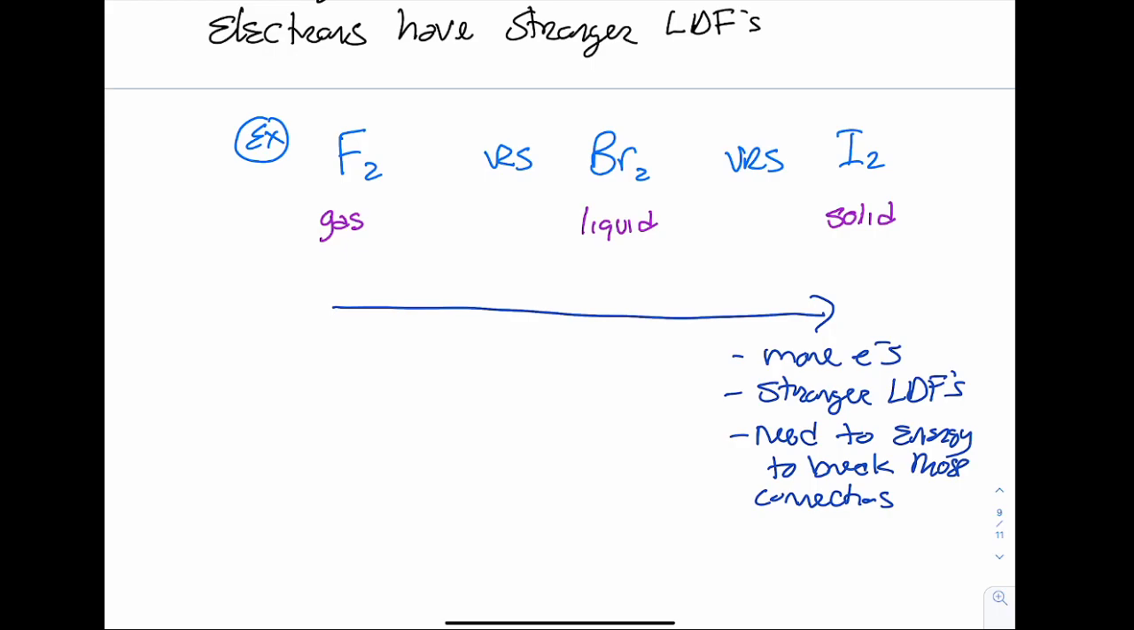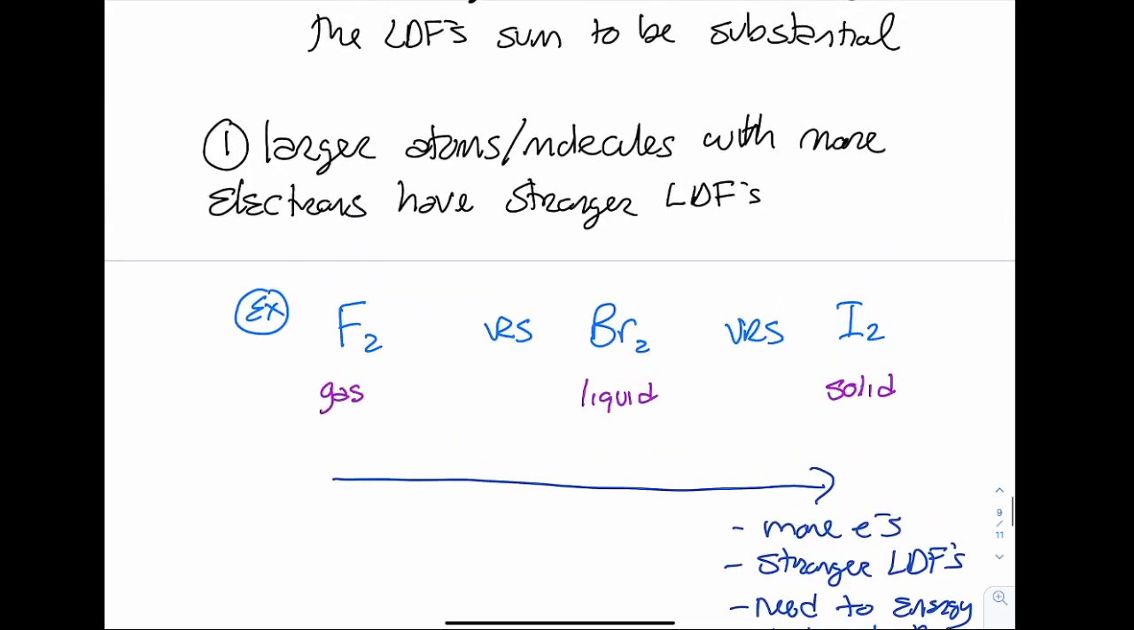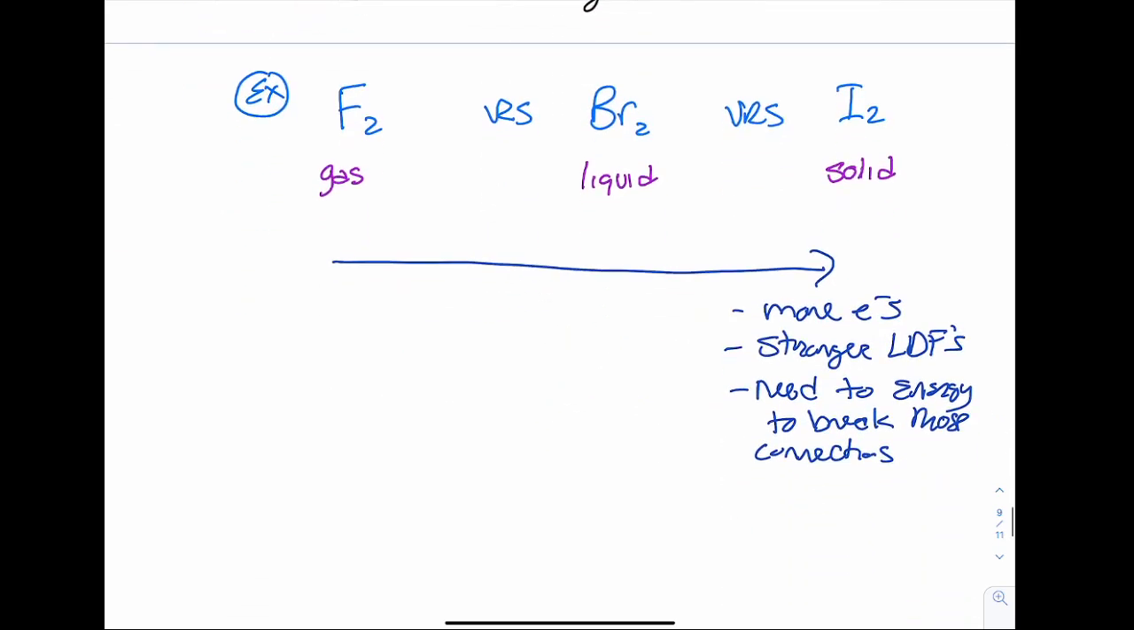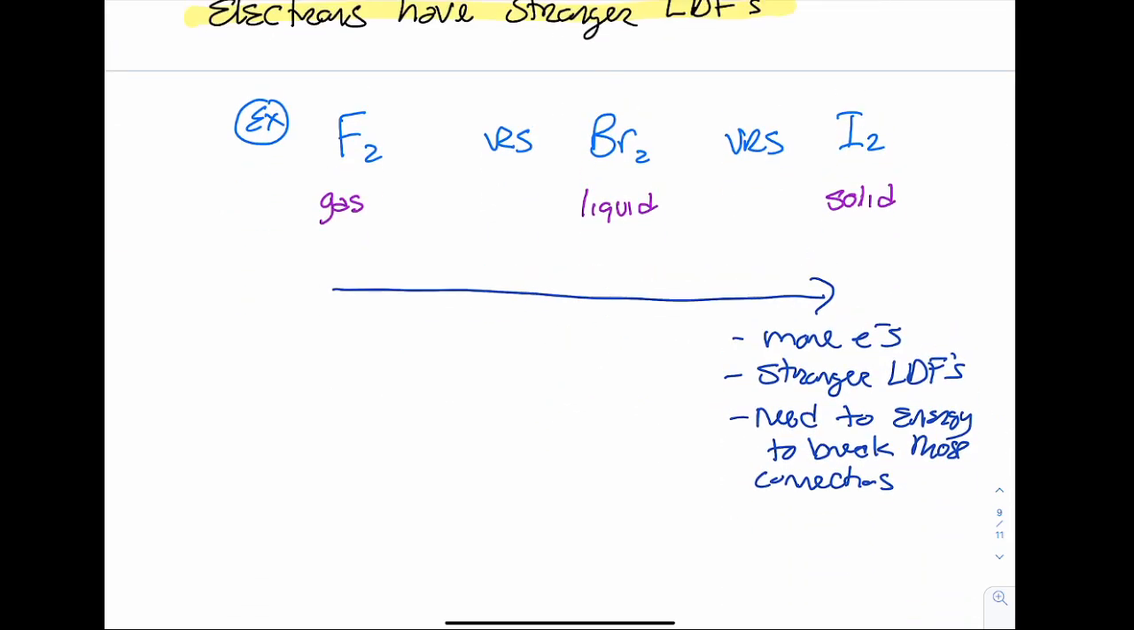Right? The only difference between these guys is what atom it is. The connections between them all are London dispersion forces. It's just that they're stronger in iodine, right? It's a larger molecule, it's a larger molecule with more electrons. So the strength of my London dispersion forces is greater. So that is why, right? Iodine is solid and fluorine is a gas at room temperature. It has to do with those connections.